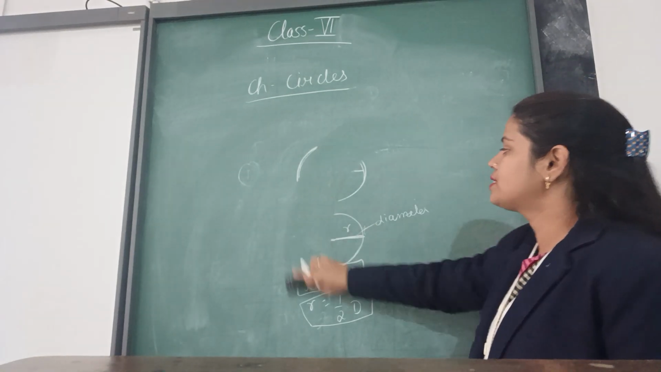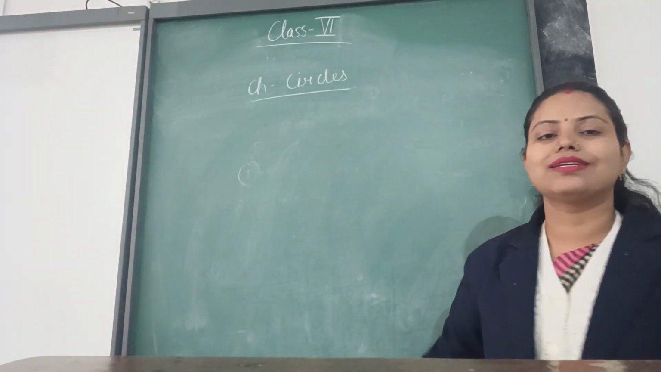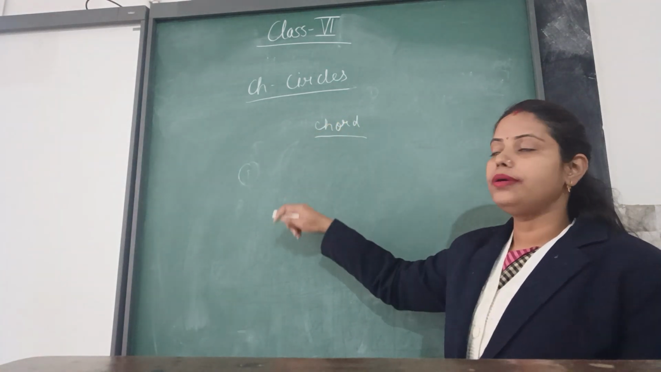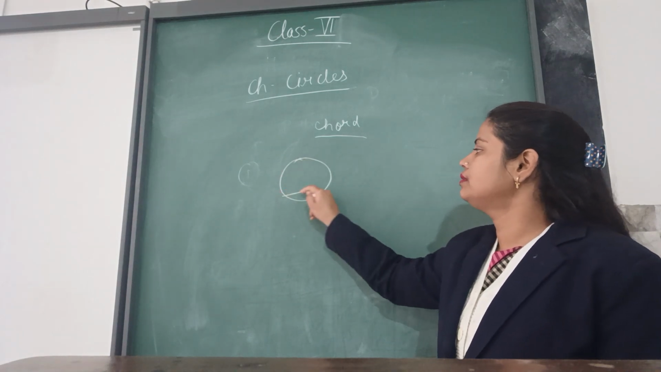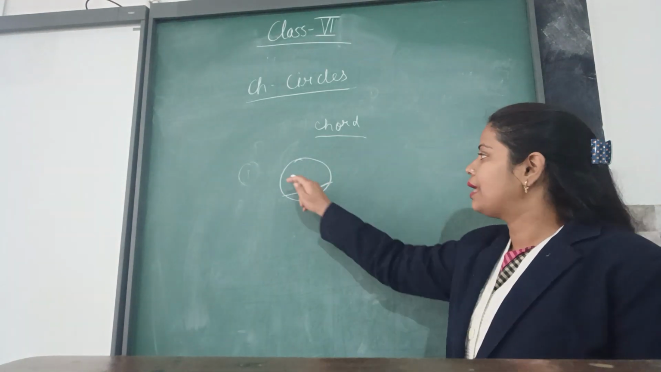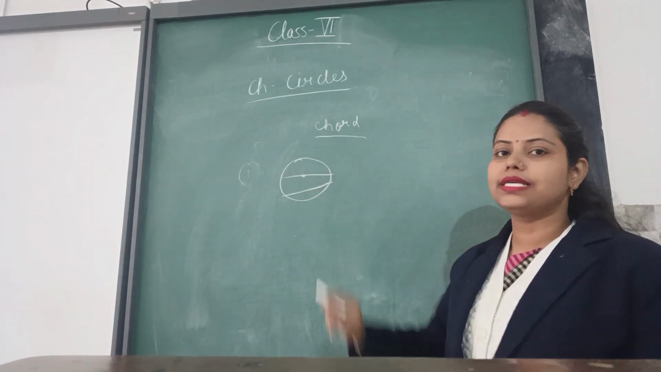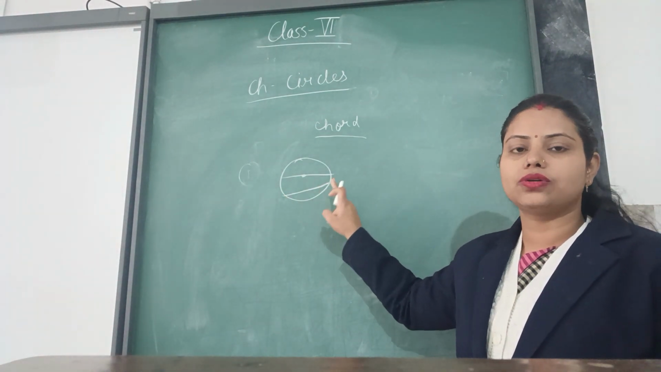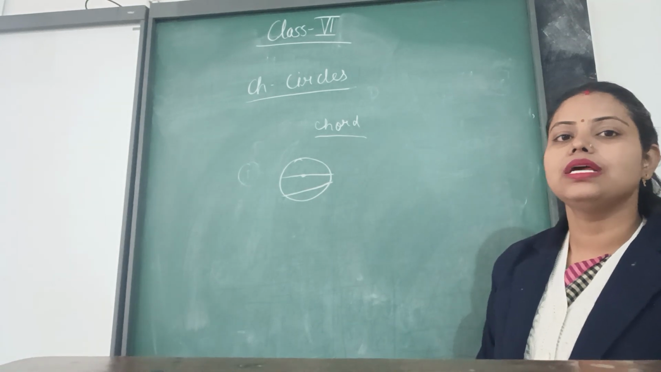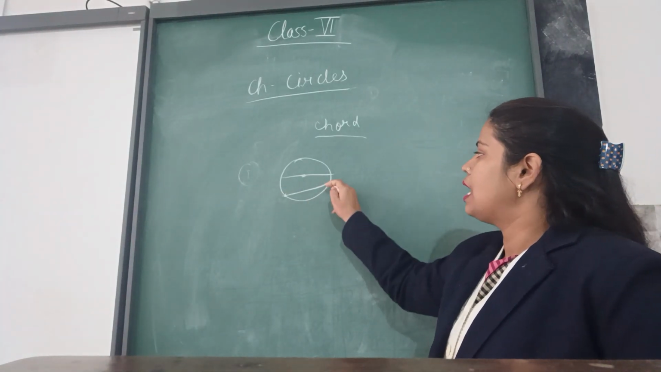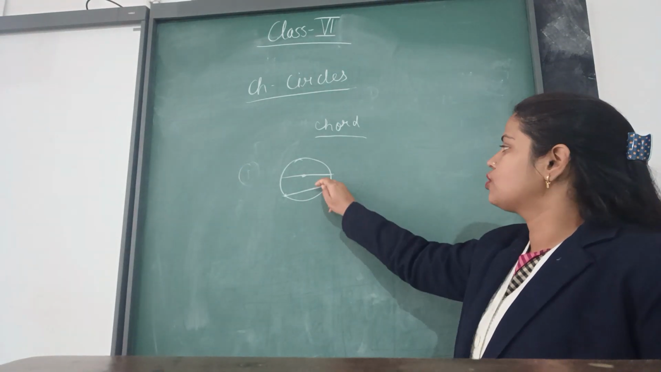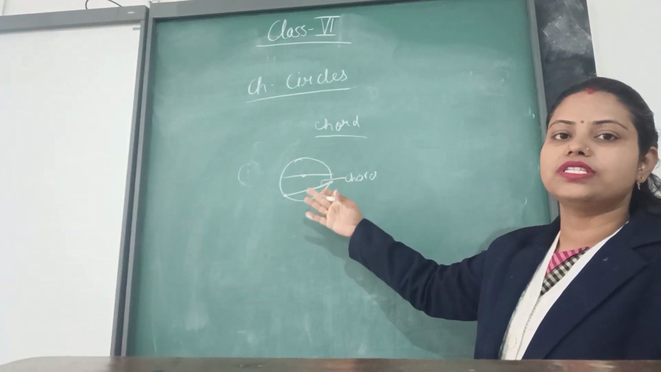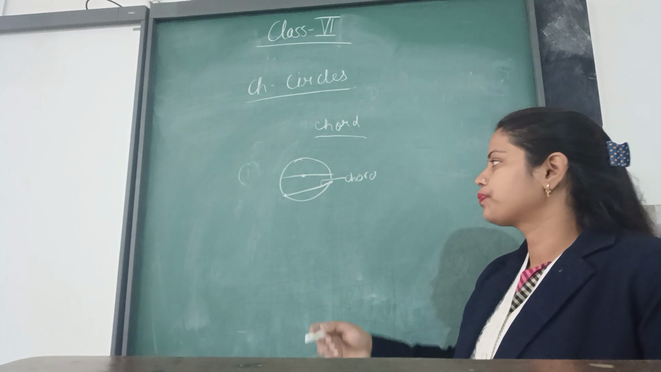Now let us understand about the next terms. First of all, I am going to discuss a term which is called chord. Now what is chord? Chord is a line segment inside a circle. So diameter is also a chord. Any line segment with its end points on the circumference of the circle is known as the chord. The diameter is the biggest chord inside a circle. We cannot draw a chord which is having more length than that of diameter.